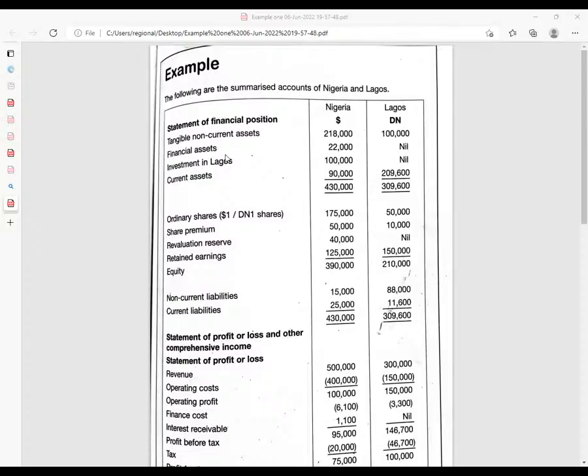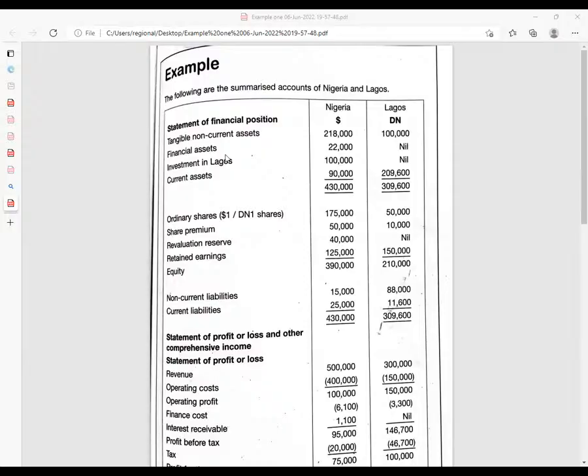We have financial assets there. The third thing there is investment in Lagos. There is no way we shall have an investment in Lagos. Lagos is our subsidiary. We can't really talk of us investing in ourselves. Investment in Lagos will be replaced with what we call goodwill. And then we have the current assets.